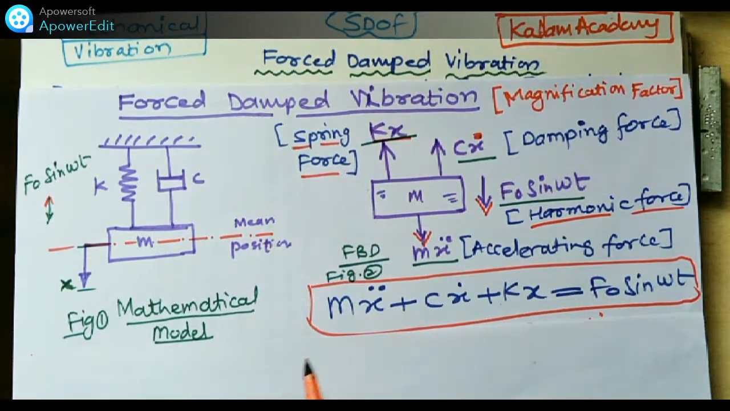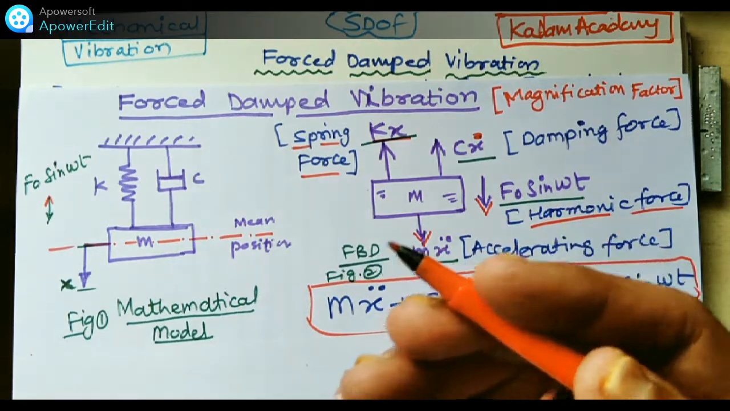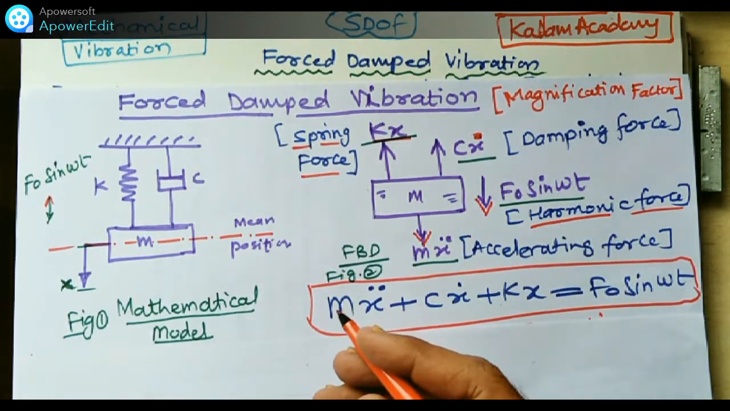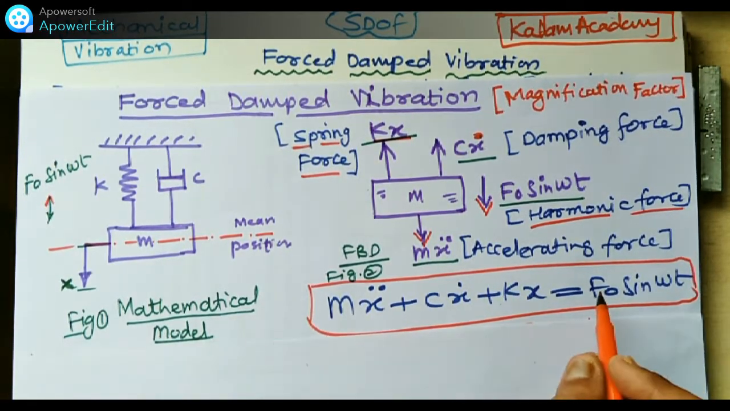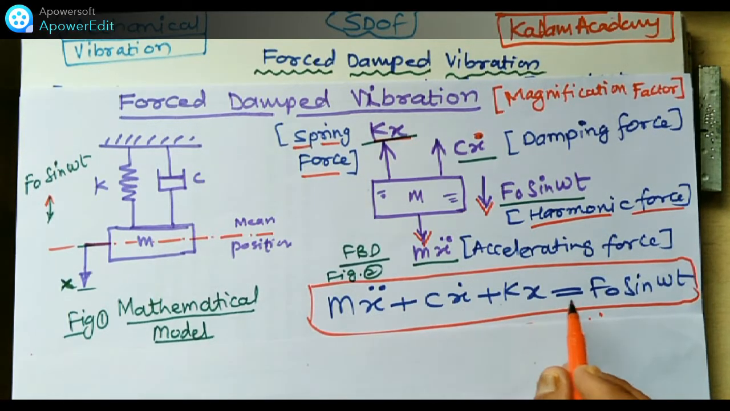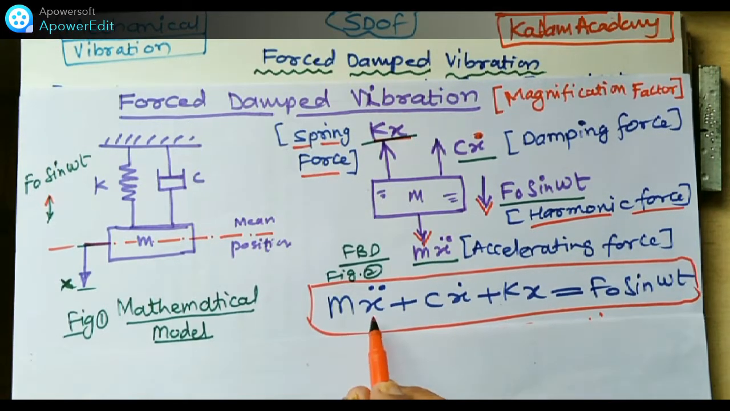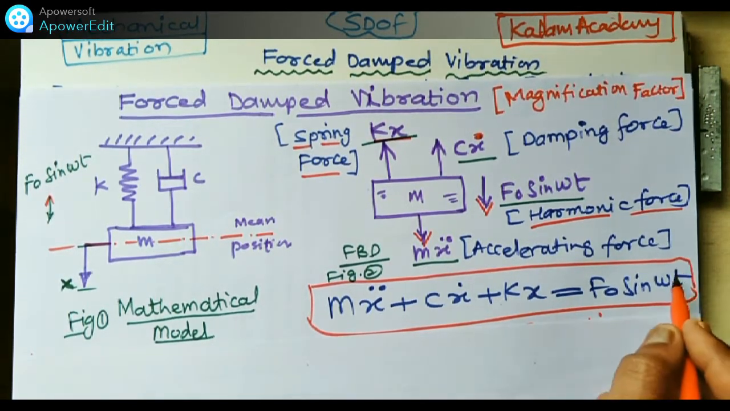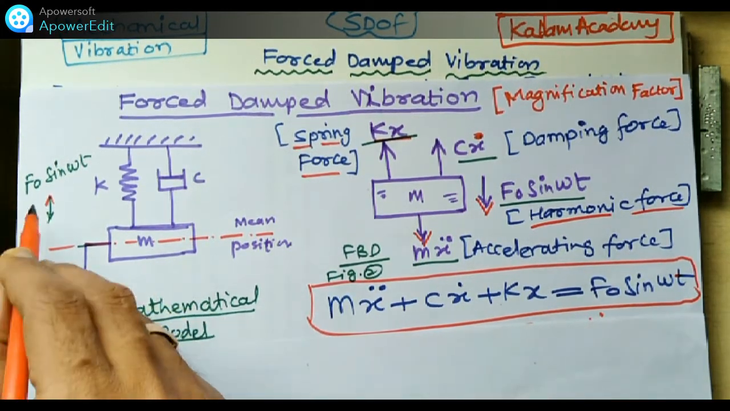By using various principles, Newton's second law of motion, the energy method, or the FBD method, we can derive this equation: m x double dot plus c x dot plus kx equals F0 sin omega t. This is the differential equation, where x double dot is d square x by dt square with respect to time t. In this equation, omega is the frequency of this harmonic motion.